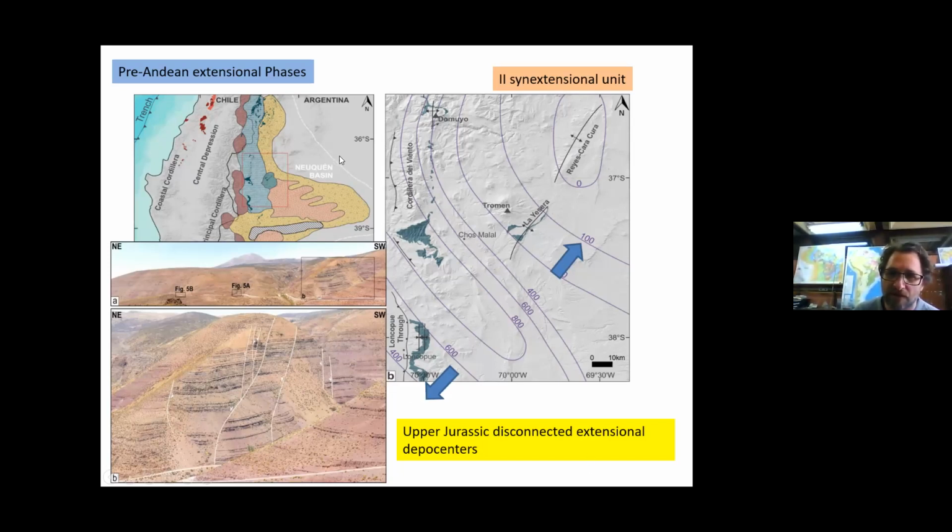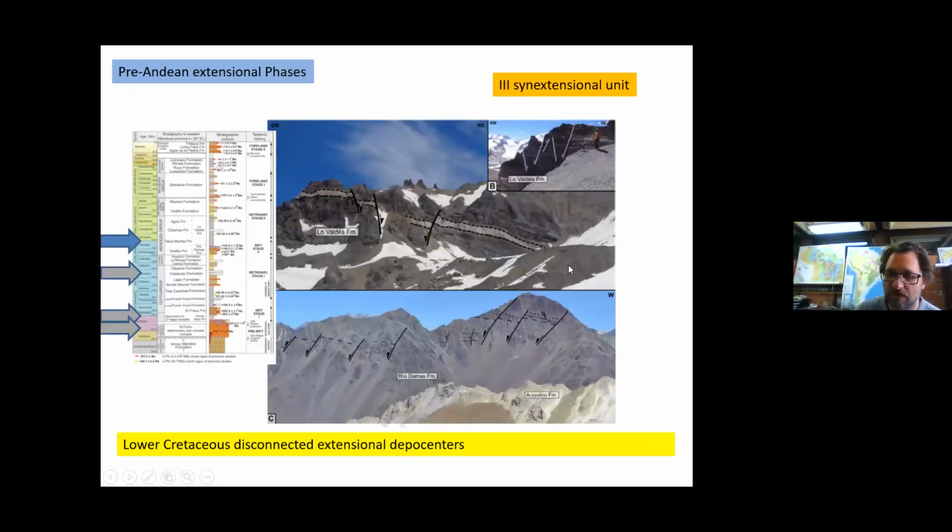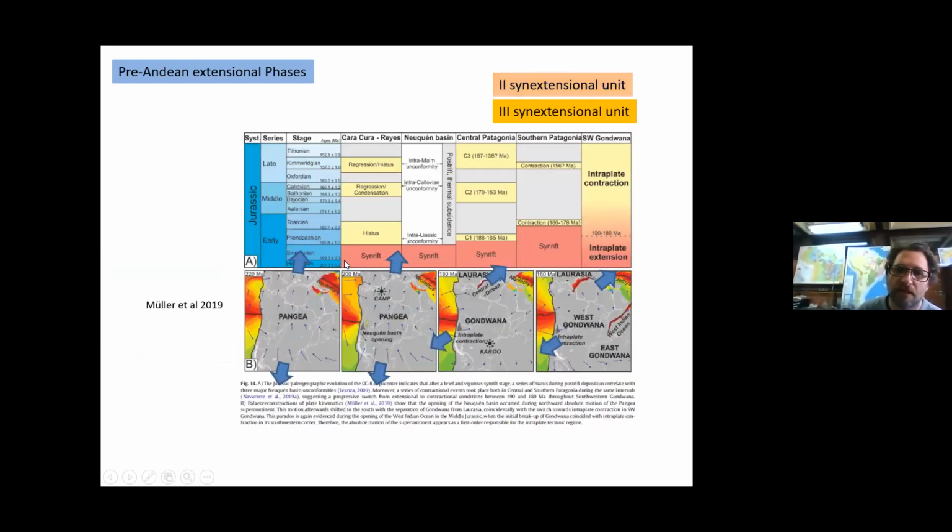And the orientation of the main depocenters changes. Those are definitely northwest, and the extensional axis changes to northeast. This extensional episode reaches the early Cretaceous. This is the Vaca Muerta Formation, our most important hydrocarbon sequence in the Southern Andes. And the base of this unit is controlled by extensional deformation.